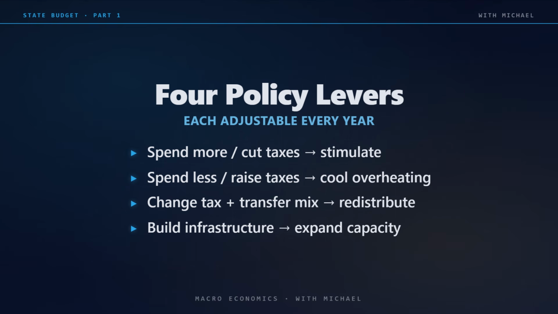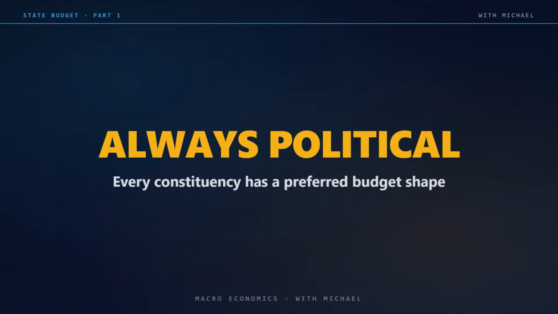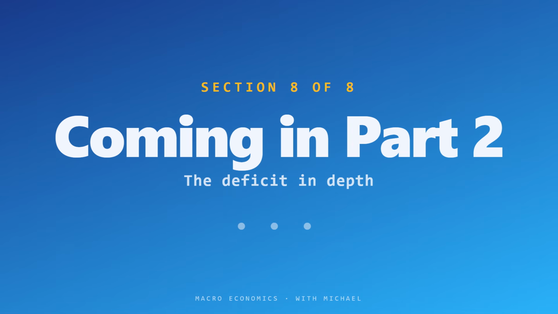Every year, when the budget comes up for a vote, all of these levers are being adjusted. Different political parties advocate for different positions. The poor want more transfers. The wealthy want lower taxes. Businesses want better infrastructure. Pensioners want larger pensions. Every constituency has its preferred budget shape. The actual budget that emerges is a political compromise. But the economic effects of that compromise on growth, on inflation, on debt, are determined by basic budget arithmetic. T minus G. That single relationship drives everything else.